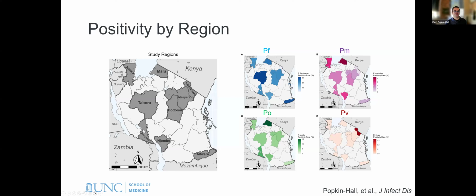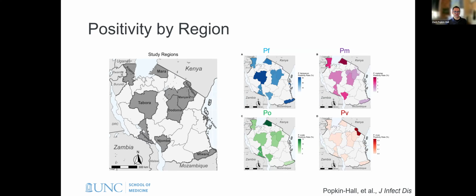So I'll now show you some of our results. So the first thing I'll show you is our positivity by region for each species. So on the left, again, here is our locator map showing which regions these are, since not everyone will be very familiar with Tanzanian geography. And then on the right, I have the maps for each species. So on the top left, figure A, we have Plasmodium falciparum. And what will jump out to you right away there is that these positivity rates go up to about 80%. So Plasmodium falciparum accounts for a large proportion of the patients who had malaria in this cohort.